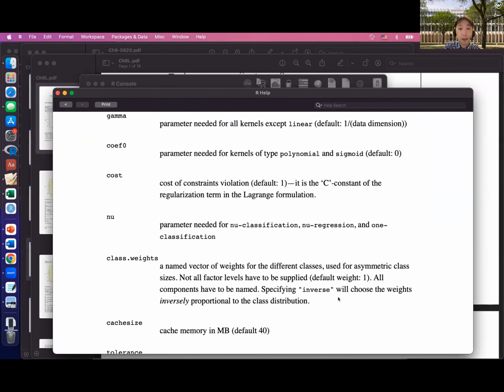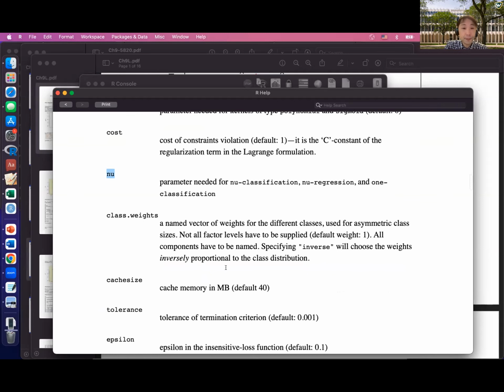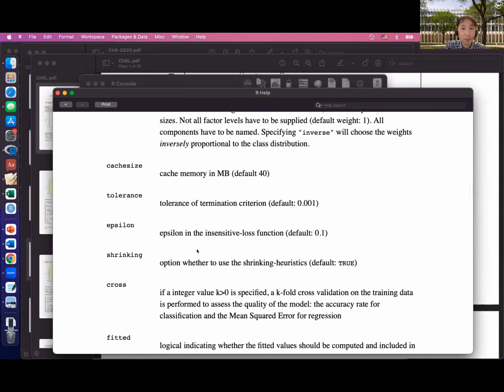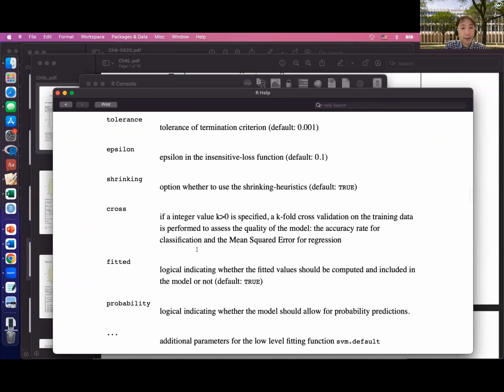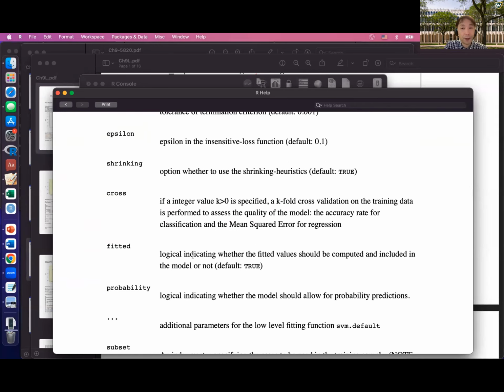Yeah. And nu is another form of the penalty on the support vector machine. I think that this is a function of cost, but it has a different representation. So you specify either cost or nu. You can search on the internet about what the parameterization of nu is. And there are some other more minor variables. Maybe some are only for regression.